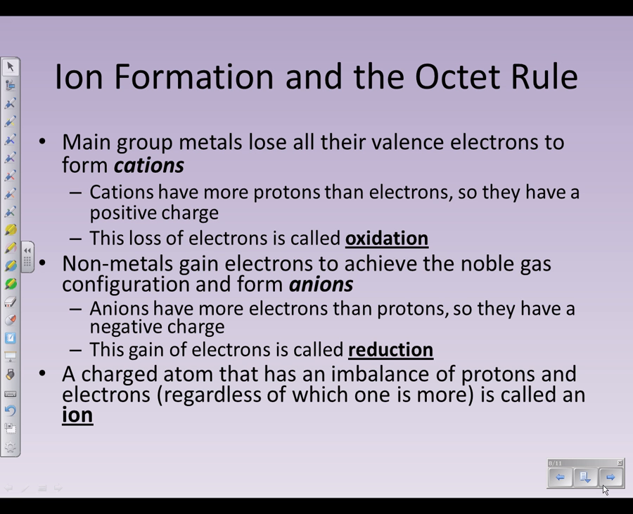Regardless of whether you gain electrons to form an anion or lose electrons to form a cation, any atom that has an imbalance of protons and electrons to become positive or negative we refer to generally as an ion. Good there? All right. So let's apply these terms. We're only going through page 3 today.